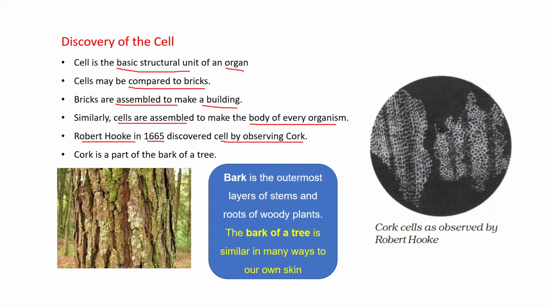Now, what is this cork? Cork is a part of the bark of a tree. Now, another term, what is the meaning of this bark? Bark is the outermost layer of the stem and roots of woody plants. You can say this bark is represented in this diagram, the outer part of the stem. And this bark of a tree is similar in many ways to our own skin. Okay, and this is the diagram showing cork cells as observed by Robert Hooke.